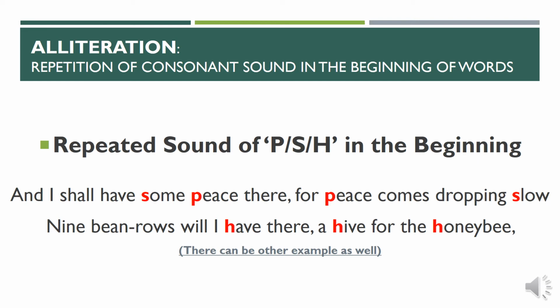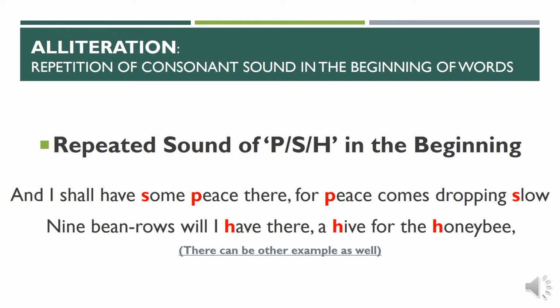As I told you earlier, in assonance and consonance, the vowel or consonant letter can be found anywhere in the word. But if you find the consonant letter only in the beginning, then it will be called alliteration. So here we see the repetition of the P sound, S sound, and H sound in the beginning only, and the examples are some, slow.